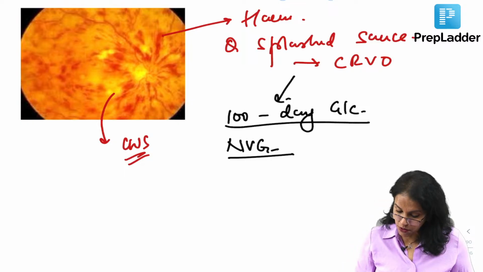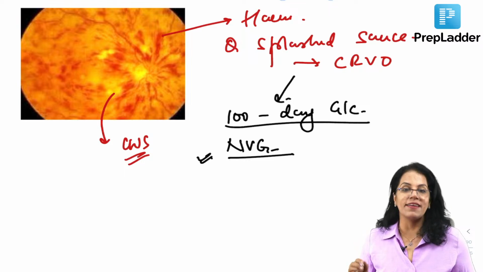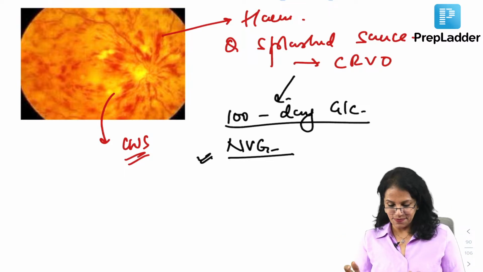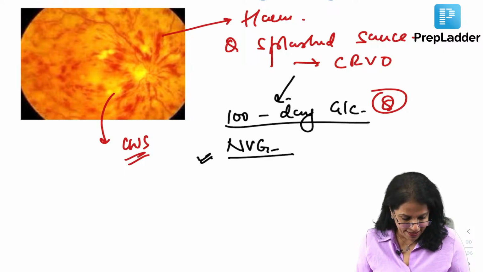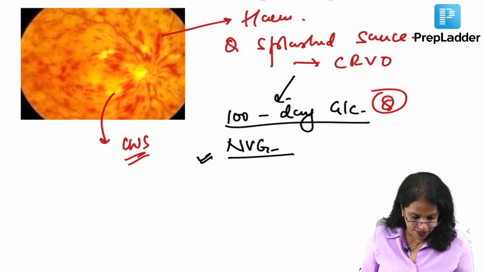So, this neovascular glaucoma in CRVO is seen to happen after 100 days. Okay? So, these two questions we can remember? Yeah, very good.